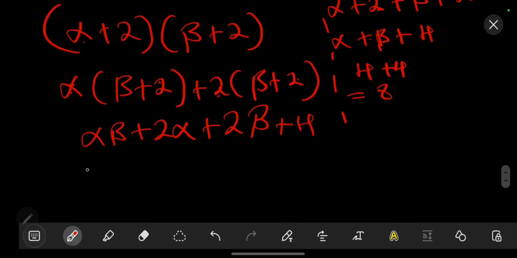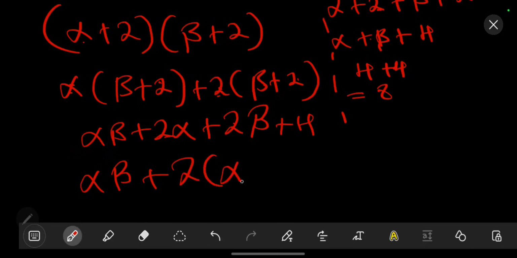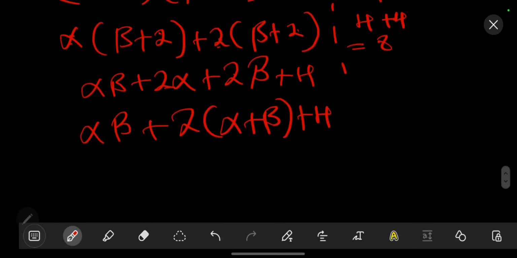So this can be simplified as alpha beta, then plus 2. We can factorize, the 2 is common, and we remain with alpha plus beta. Then we have plus 4. So this is alpha beta plus 2 times alpha plus beta plus 4. This is how we are going to find our product.